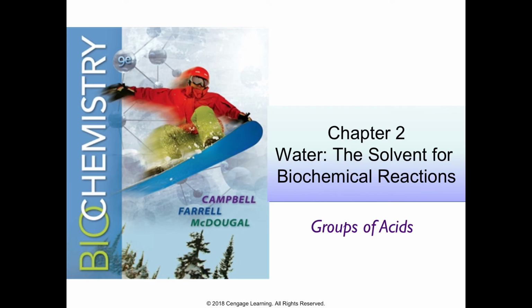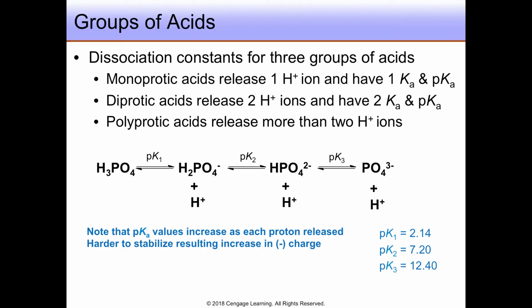We've seen that acids may be defined as having the ability to donate a proton. Let's look at what happens if there is more than one proton to donate. Thus far, we've only considered acids that have but one proton to donate. There are actually three groups of acids based on the number of protons they can donate.